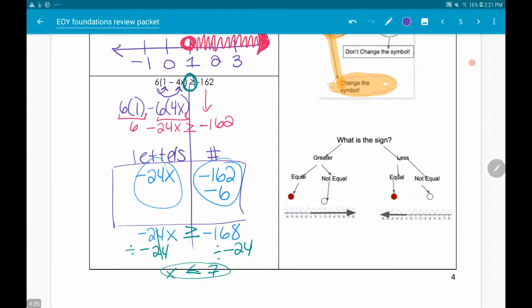Okay, let's plot it. This is a less than or equal to, so it is going to be closed, and we are going to shade to the left.